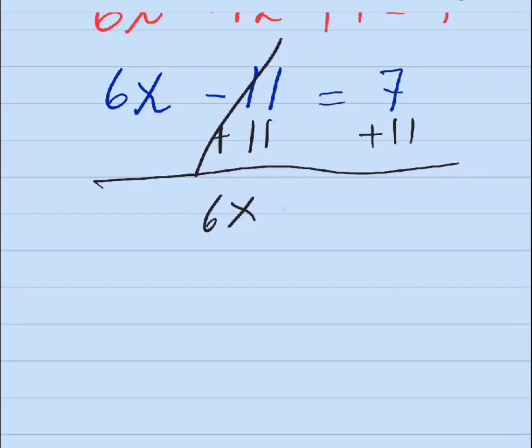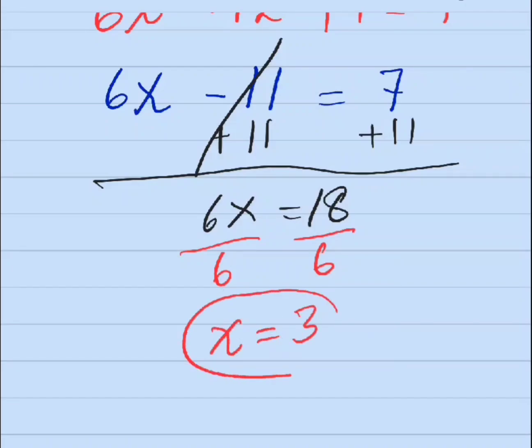And then we could divide. Right now we have 6x, which is equal to 7 plus 11, which is 18. And then we could divide by 6. 18 divided by 6 is 3. And so that's our answer. x is equal to 3.